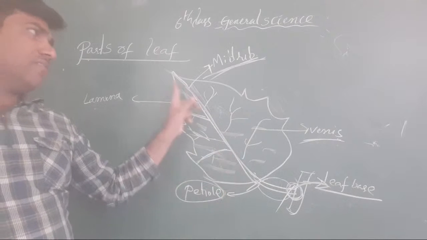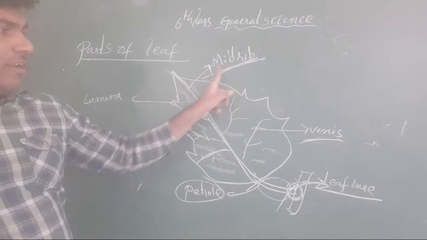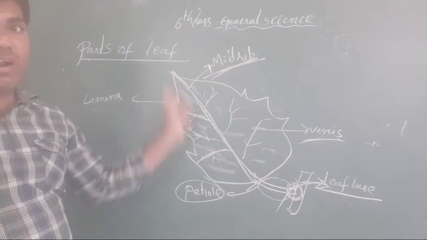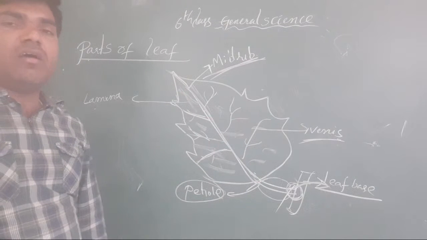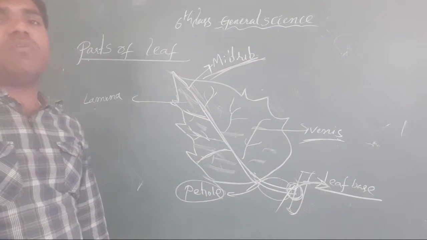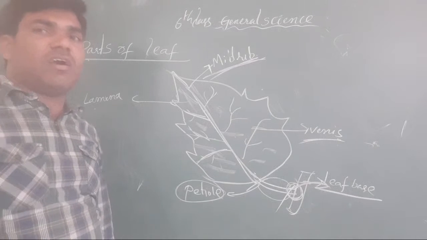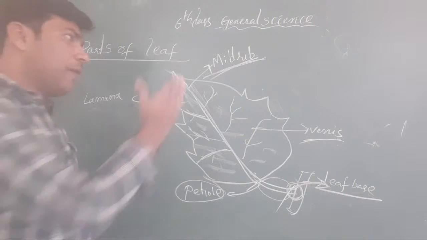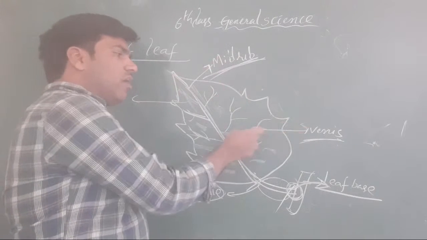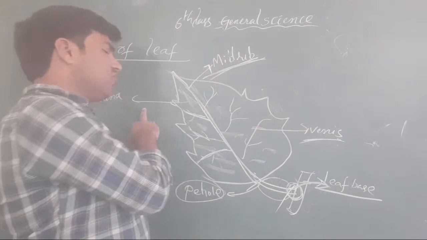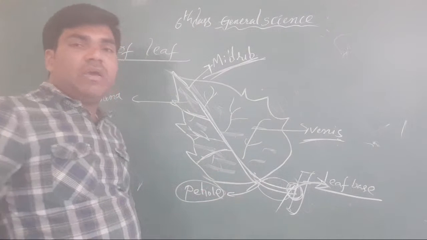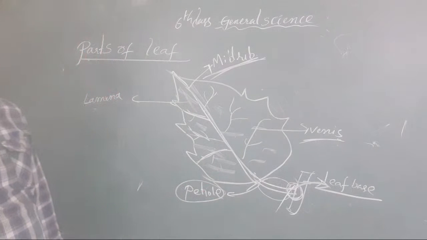And as well, the midrib and veins do not look the same in all the leaves. That's why once you observe by your own and collect all the leaves, we will discuss the properties of the midrib, the function of veins, the function of lamina, the function of petiole, and the function of the leaf base.